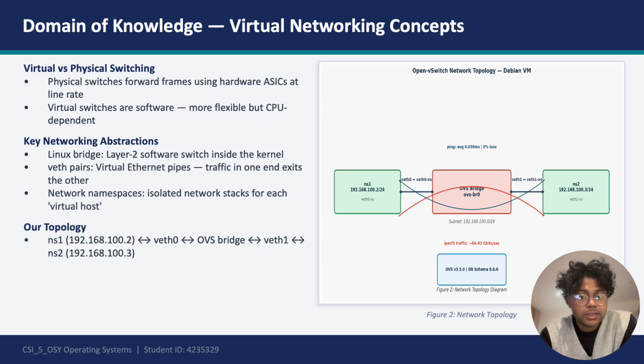Namespace 1 at address 192.168.100.2 connects through a veth pair into the OVS bridge called ovsbr0. On the other side, a second veth pair connects to namespace 2 at address 192.168.100.3. This gives us an isolated virtual network internally within the Debian VM, which we can then test with ping and iperf3.